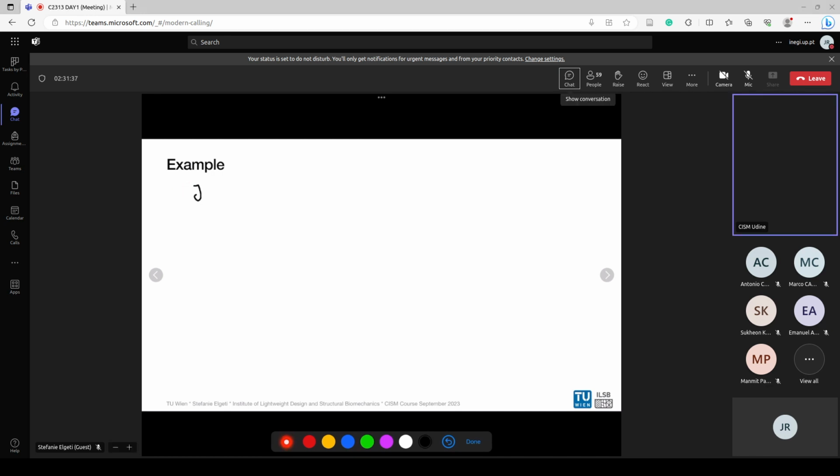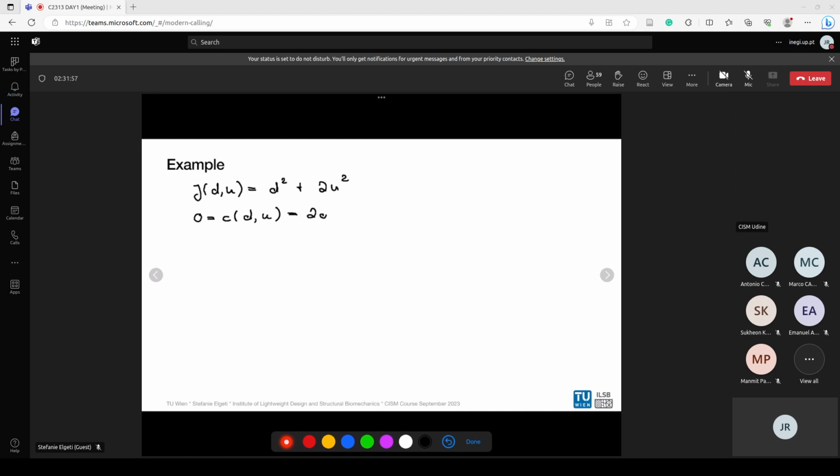So we have j of d and u that we now define as d squared plus 2 times u squared, and as the equality constraint, c of d and u, we use 2d minus u minus 9. So this doesn't have any particular meaning. It's just random, more or less. So how could we find the minimum now?